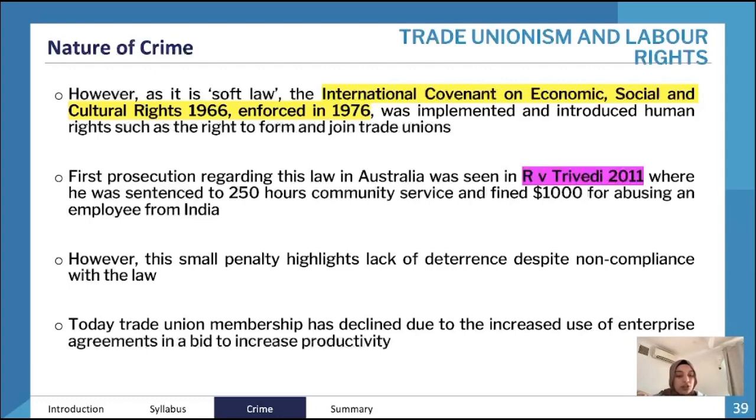Today trade union membership has declined due to the increased use of enterprise agreements in a bid to increase productivity. So nowadays we don't really have a set pay or a set amount of working conditions, like a set structure. It varies from employee to employee or grade level to grade level. So awards, for example, are not as common as they used to be.